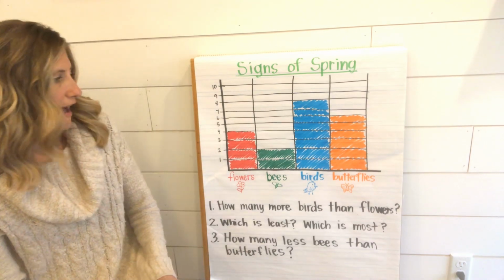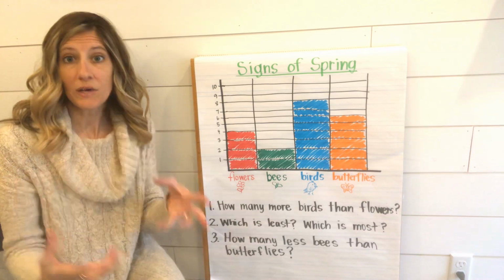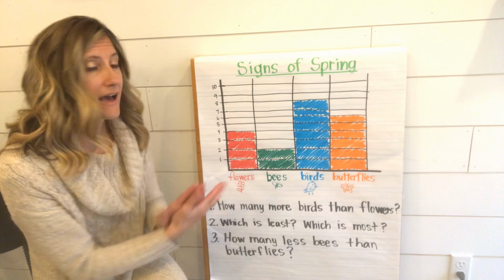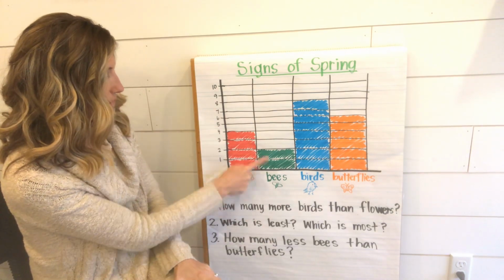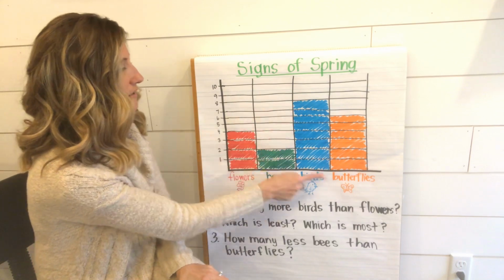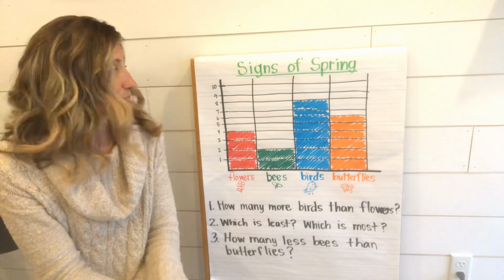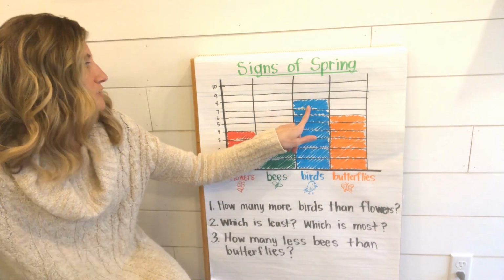So look at that graph and tell me which item that we graphed has the most. So here flowers have 4, bees have 2, and birds have 8. Butterflies have 6. That's right, if you said birds, birds has the most.